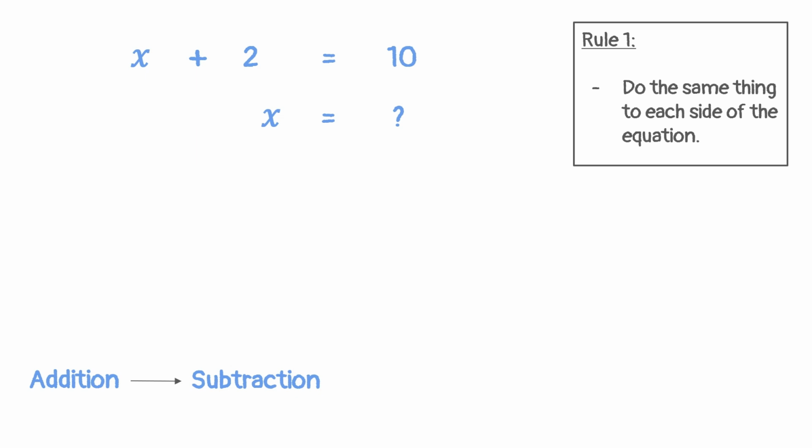The idea is that now the left-hand side of the equation just has x on its own. 2 minus 2 gives us 0, leaving us with the x that we wanted. Now since we subtracted 2 from x, we'd have to subtract 2 from 10 because of the rule in the box. So when you have this equation, you'd subtract 2 to get the value of x, which is 8.